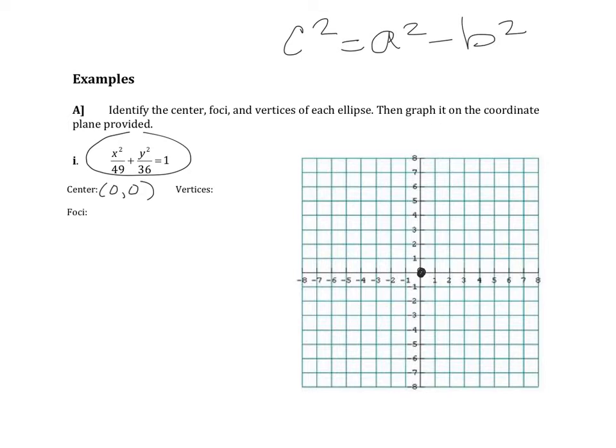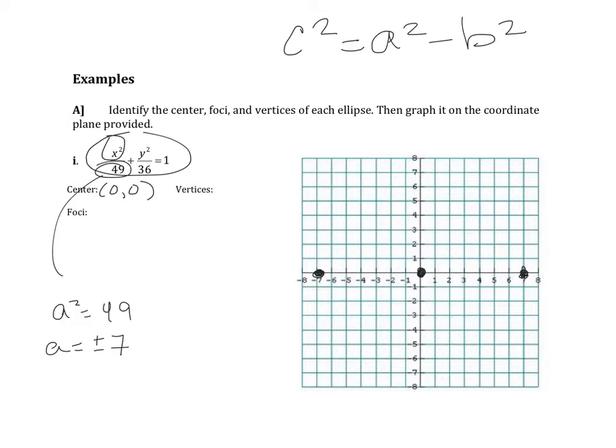This 49, right, this is our a. So a squared equals 49, so that means that a is going to be plus or minus 7, really, right? So that means we're going in the x direction, because the 49 is under your x squared. In the x direction, we're going 7 units to the right and 7 units to the left on one of our axes.